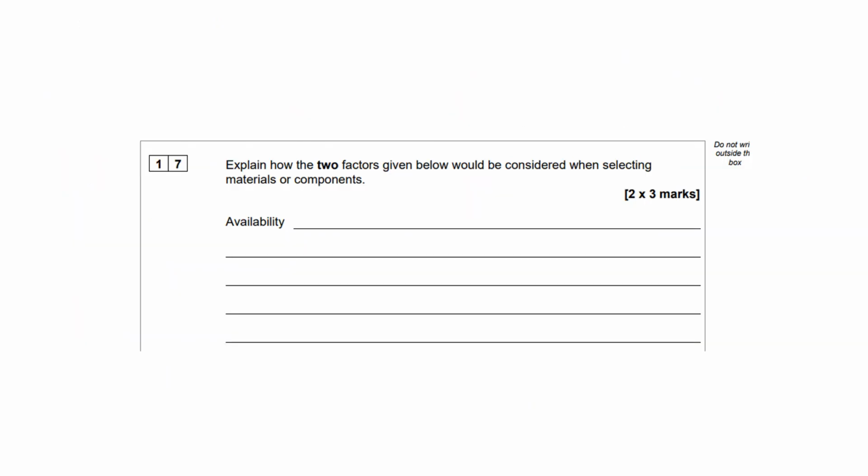There are frequently questions about how designers might choose to work with a particular material or a component. So think about the experiences that you know about. How did you choose which fabric to use for your final product? Is it that it needed to be stretchy, or that you needed to be able to dye it, or that you needed it to be strong? Those are decisions based on the properties of the materials.